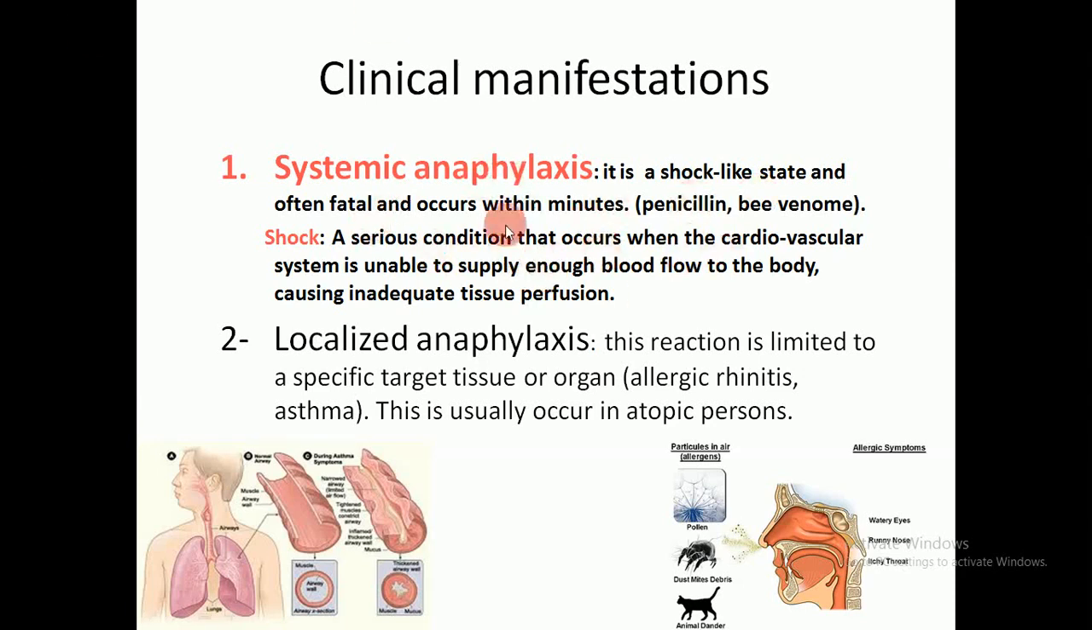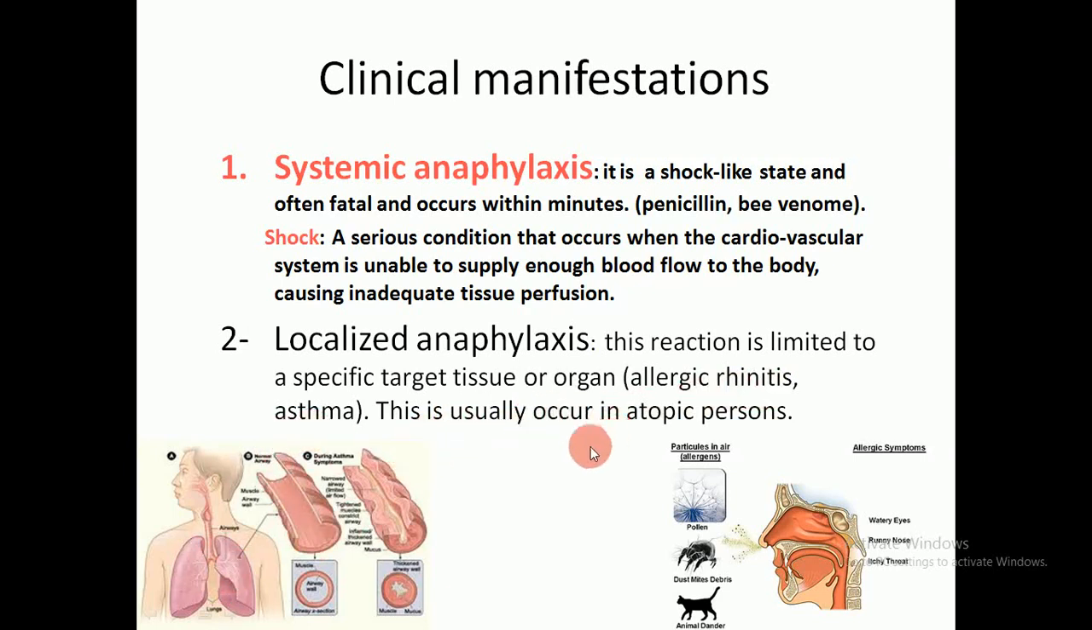And this is fatal. Systemic anaphylaxis is fatal. While localized anaphylaxis, why is it called localized? Because it occurs in a limited or specific organ or tissue. If it occurs in the nose only, it's called allergic rhinitis. When it occurs only in the lung, it's called asthma.